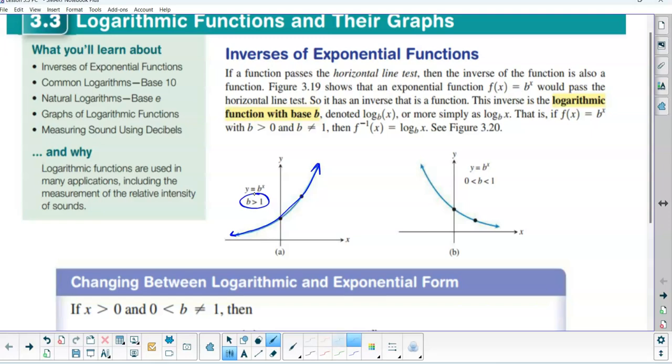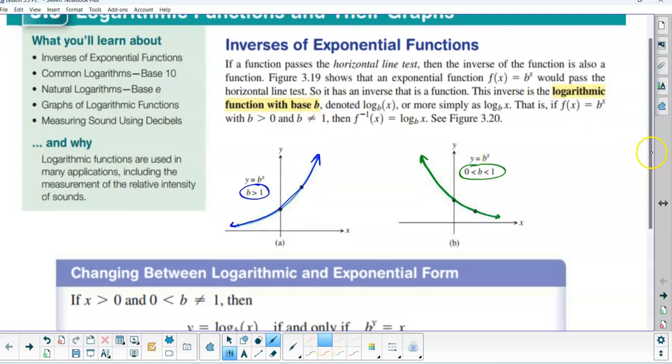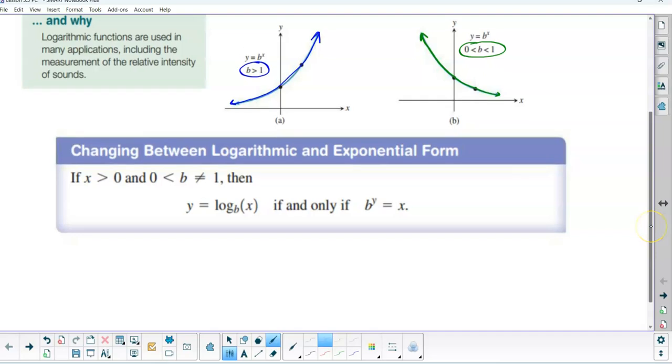If it's exponential decay, it's going to look something like this. And we know it's exponential decay because it's going down and to the right, and the base value would have to be between 0 and 1. Well, this leads us into logarithms, okay?